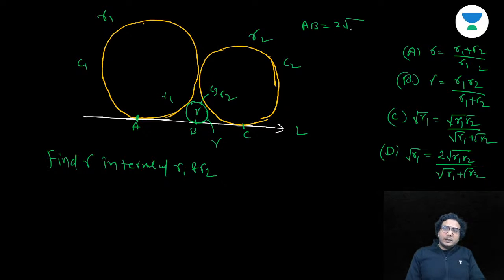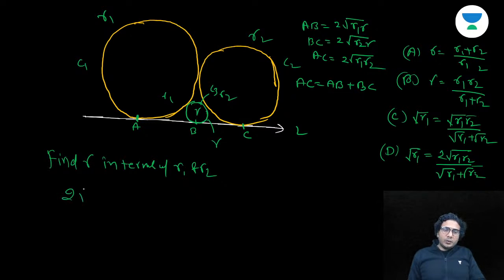So that should be equal to 2 root R1 R. Similarly, BC is the common tangent to C2, C3. So that should be 2 root R2 R. And AC is basically 2 root R1 R2. Is that okay? And now you can apply AC is equal to AB plus BC, right? So if you apply that, then you'll get 2 root R1 R plus 2 root R2 R is equal to 2 root R1 R2.